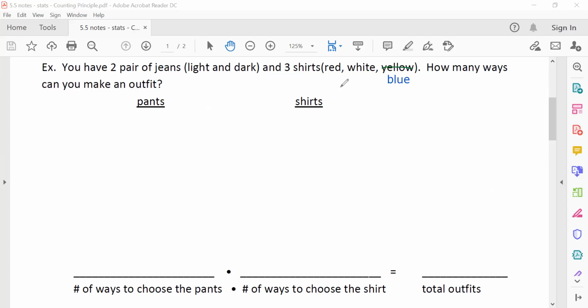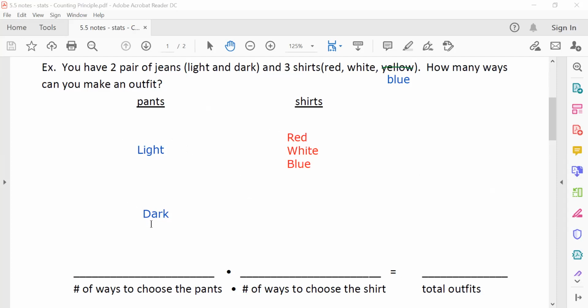That could be part of it, but let's just keep it to 2 categories to keep it simple for this. So the pants, you can either wear light colored pants, your lighter ones, or your dark colored pants. Then once you pick your pants, there's 3 different shirts you could do. You could do red, white, or a blue shirt.